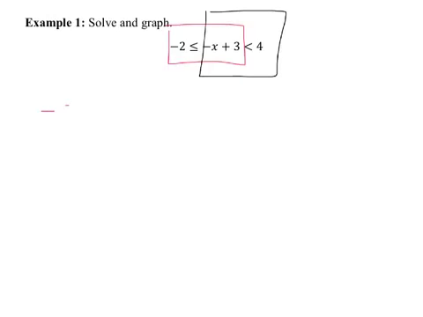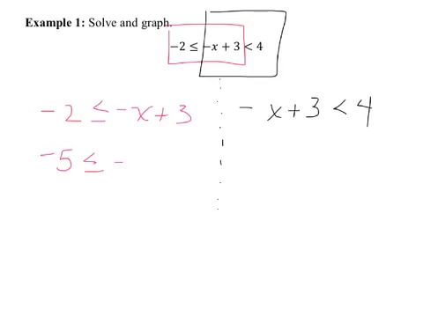So in red we have negative 2 less than or equal to negative x plus 3. And here on the right hand side we have negative x plus 3 less than 4. So we're going to combine this like an and statement, but at the end we're going to wait to do that. So here let's solve. Let's subtract 3, we get negative 5 less than or equal to negative x. Divide by negative 1 means flip the sign. X is less than or equal to 5.